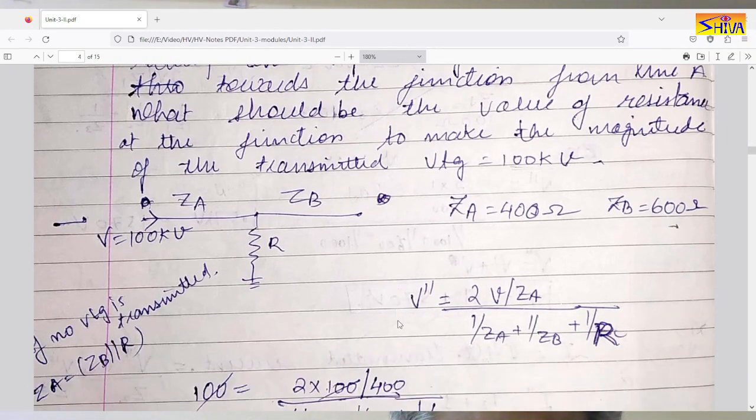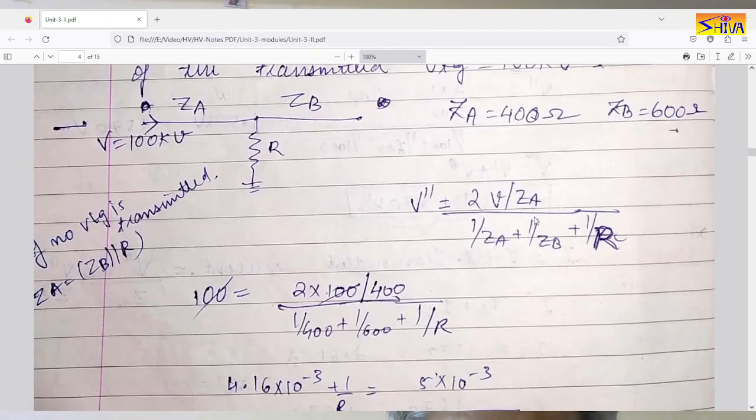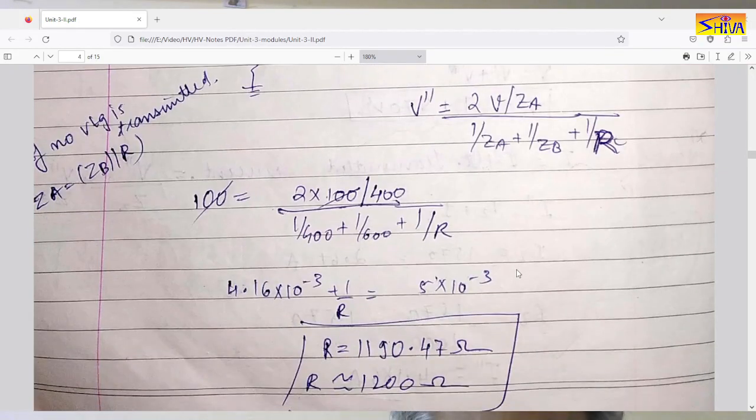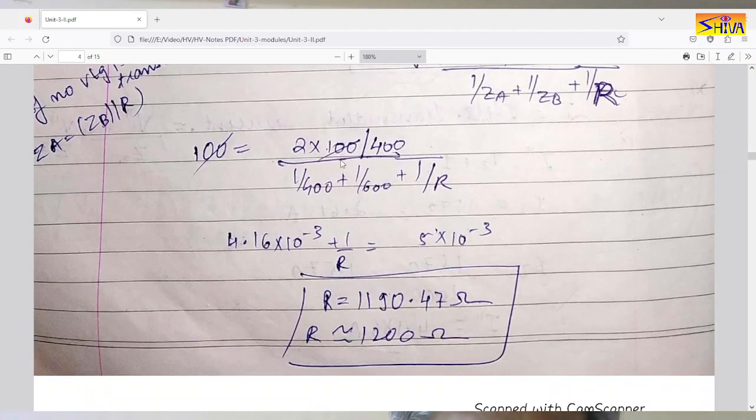We have the formula V double dash, the same formula as we used in numerical 2. V double dash is equal to twice V upon ZA divided by 1 upon ZA plus 1 upon ZB plus 1 upon R. Here it is mentioned that V double dash should be equal to V. ZA and ZB are given, V is given, V double dash required is the same as V, and the unknown factor is R. By using this formula we get R is equal to 1200 ohms.